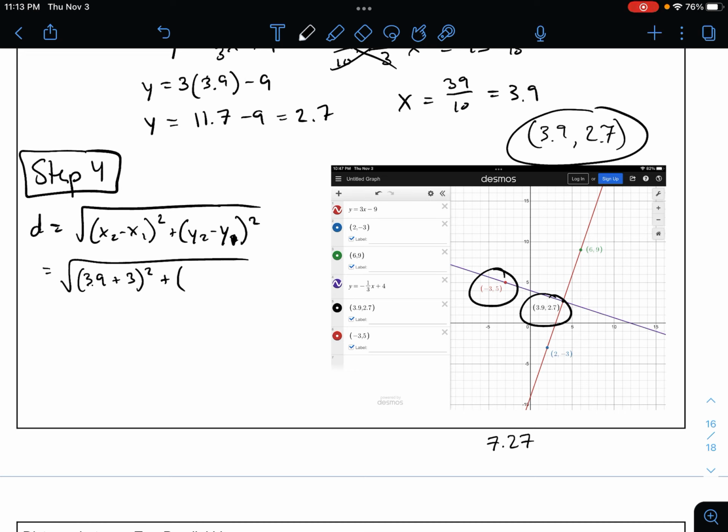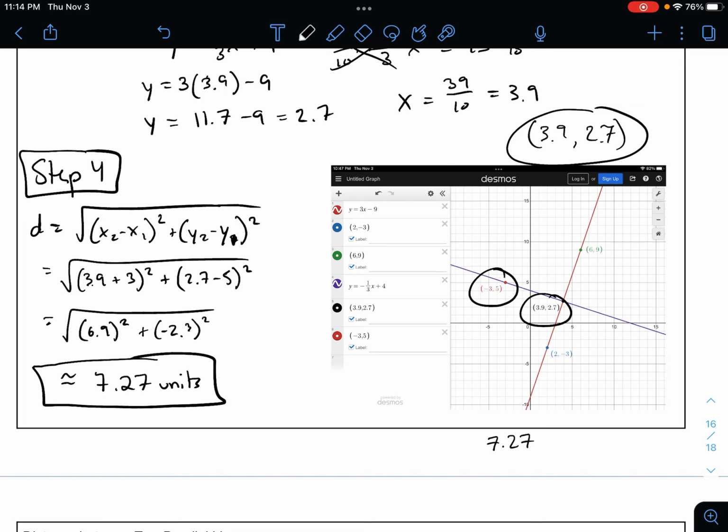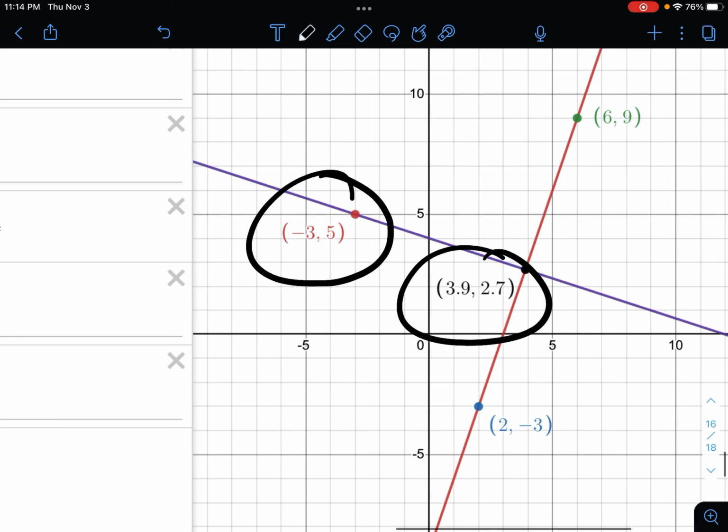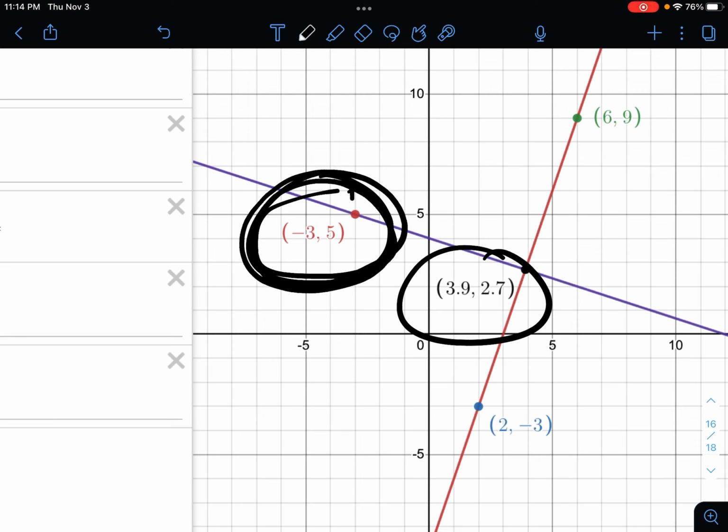And then we've got our y values, which is 2.7 minus 5 squared. So this is going to be the square root of 6.9 squared plus negative 2.3 squared. And honestly, this is just a calculator problem right now. But when you type this in your calculator, you should end up with approximately 7.27 units. All right, so that's the approximate distance between the point W and the line L. So that's going to be that perpendicular distance right there.